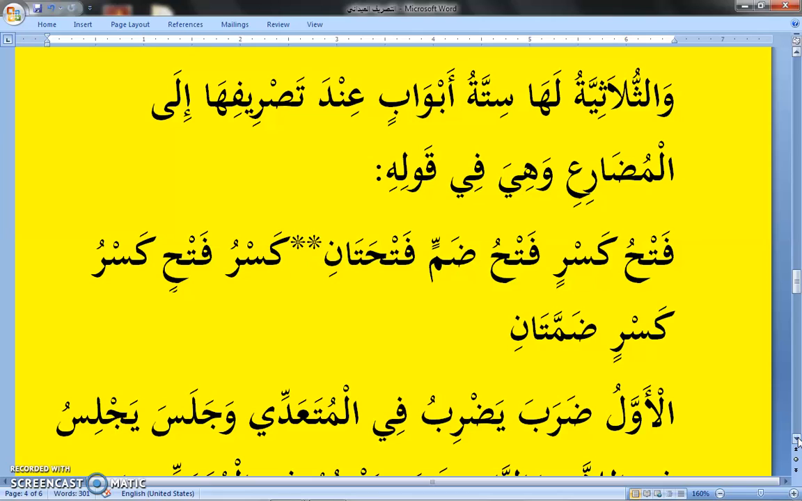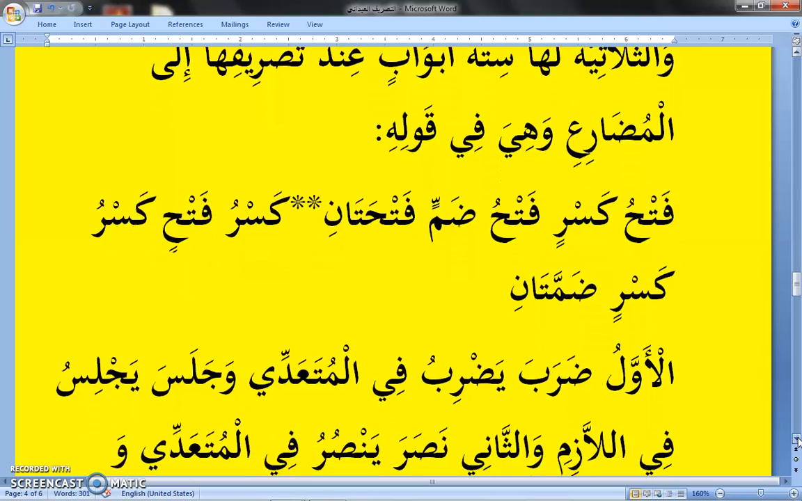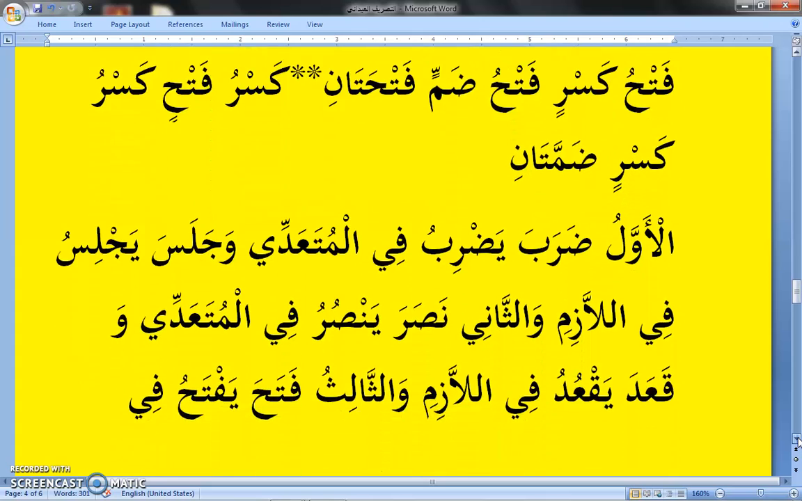Example, حسب يحسب or وفق يفق. Then ضمتان, double ضمة: عين الفعل carrying ضمة in ماضي and ضمة in مضارع. Example, حسن يحسن. لعلك فهمت. I hope you understand.